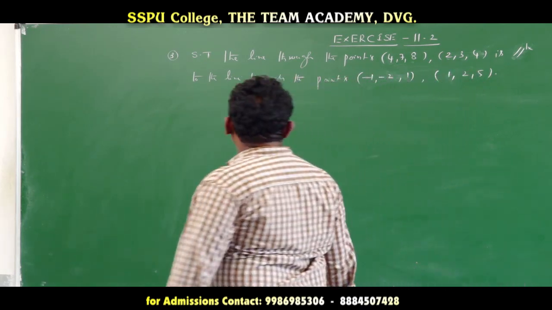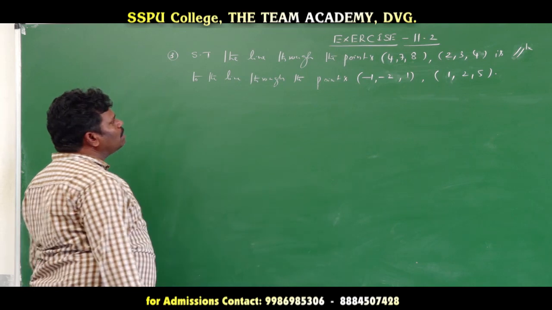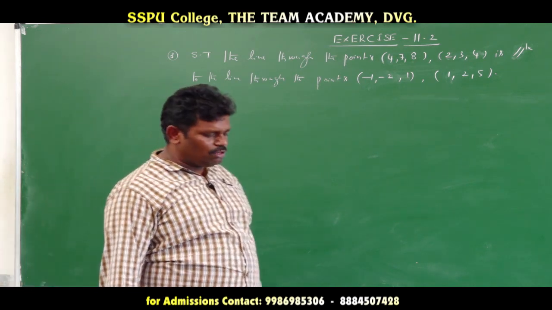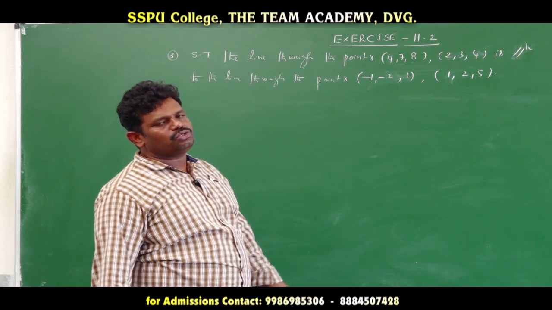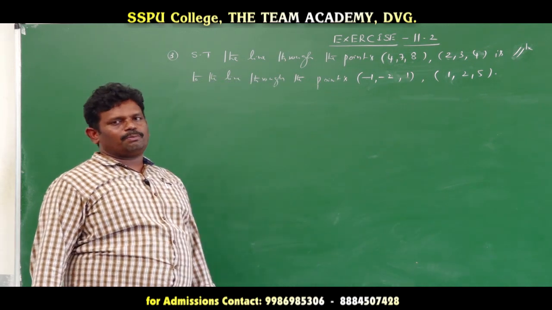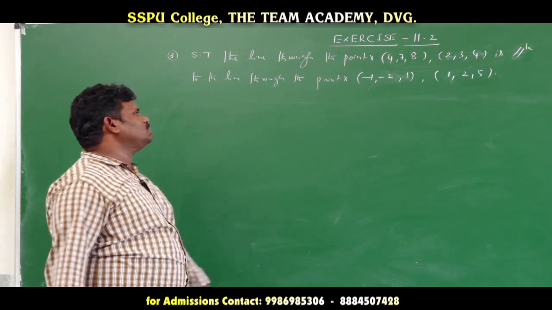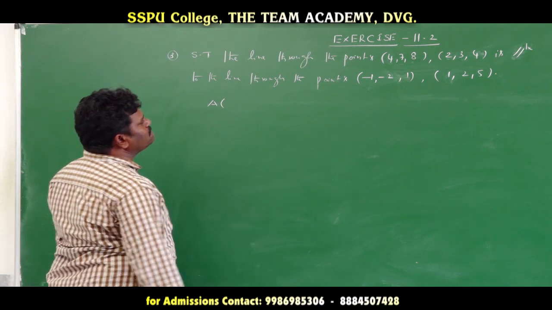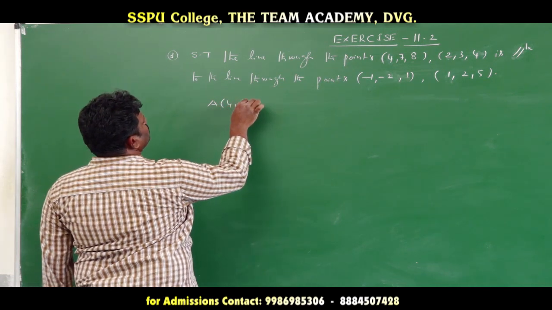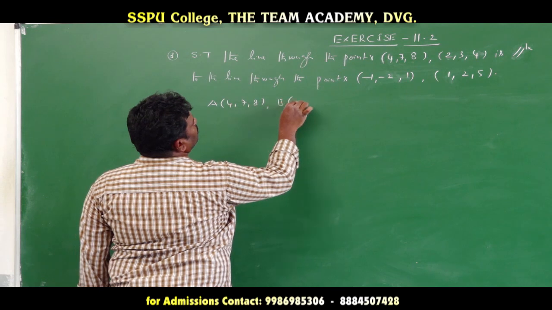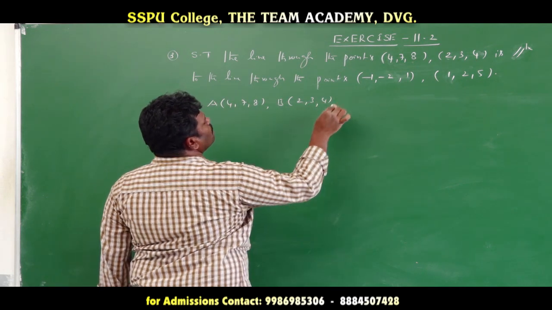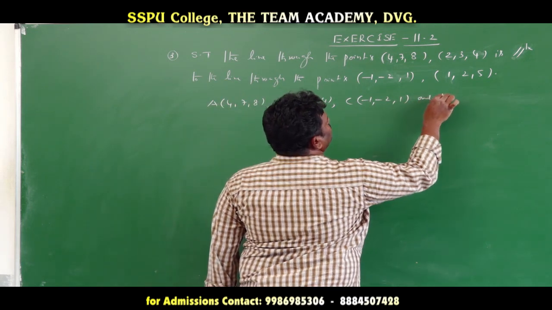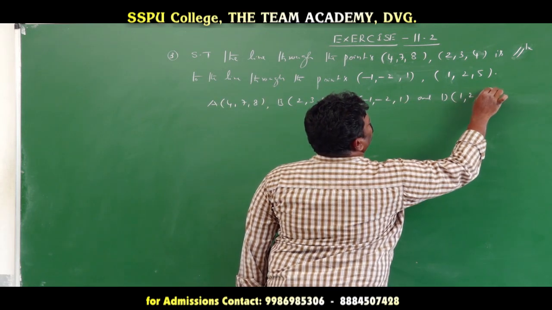Show that the line through the points is parallel to the line through the points. Parallel condition: A1 by A2 is equal to B1 by B2 is equal to C1 by C2. If the direction ratios are proportional, the two lines are parallel. First give names to the given points. Let the given points be A (4, 7, 8), B (2, 3, 4) and C (minus 1, minus 2, 1) and D (1, 2, 5).